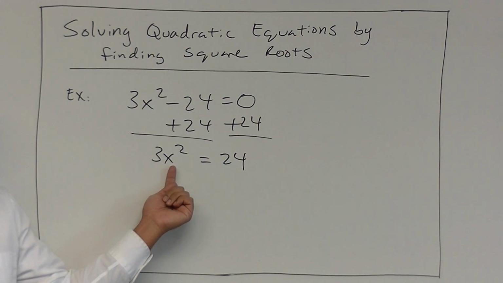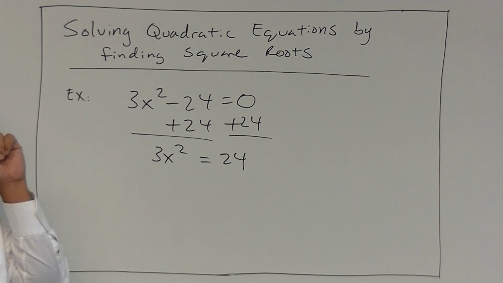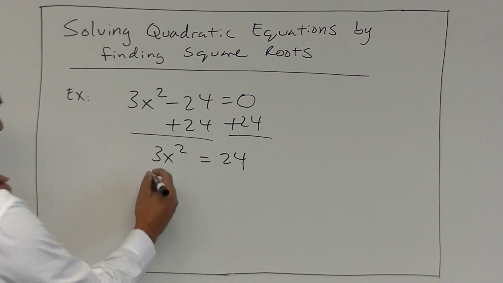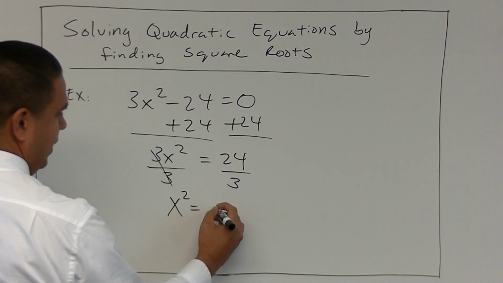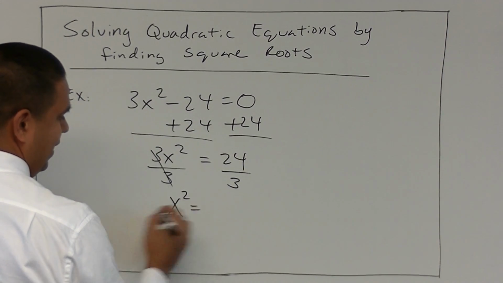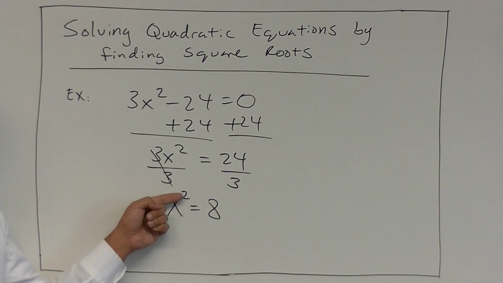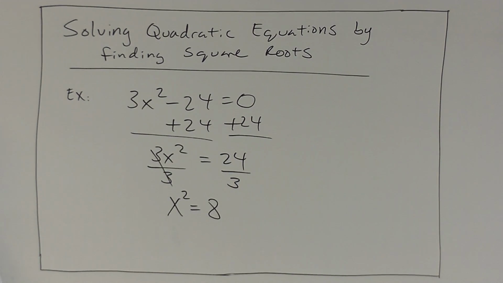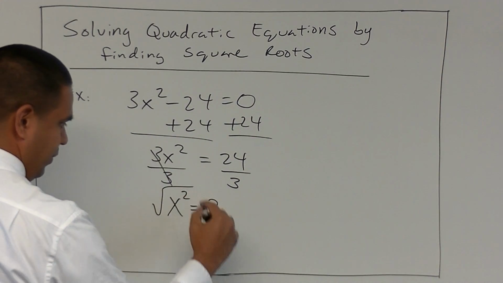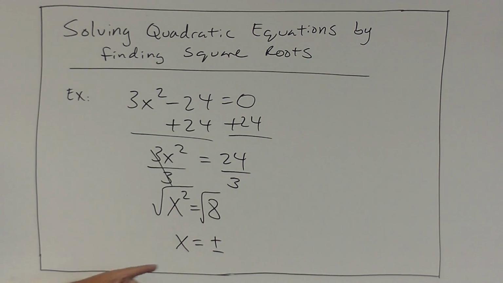Trying to isolate the x squared, so what should we do next? Divide by 3. That's right. So we find that x squared is 8. And in the last problem, what did we do? What's the inverse of a square? Square root. So we square root both sides. 8 is not a perfect square.